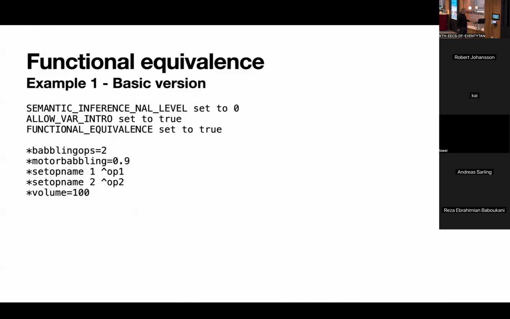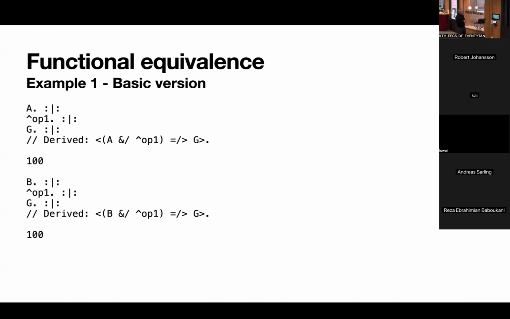And if we start up the system like this with two operations, operation 1 and 2, we can do something extremely simple like this: if an event A is shown, the system carries out operation 1 that leads to G. So it learns the contingency A, operation 1, G. And then we have the event B and the same operation. Very important, it's the same operation, operation 1, in both of these examples.